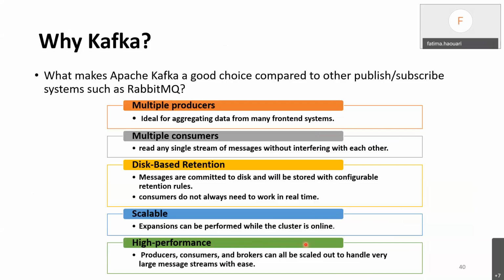The fourth point is scalability. We can expand the cluster online, while the system is online, without affecting the availability of the system. Also, given all the features that I mentioned, it provides high performance, where producers, consumers, and brokers can all be scaled out to handle very large message streams very easily.